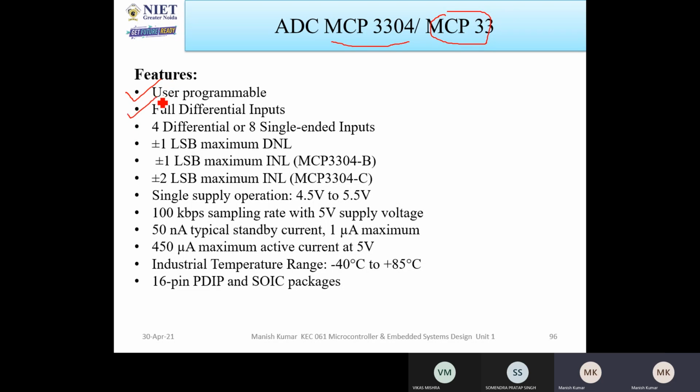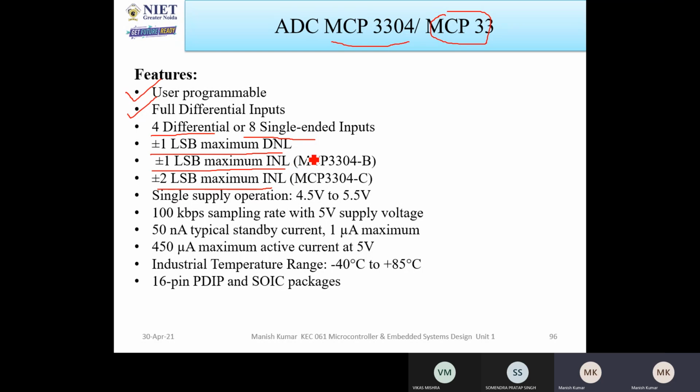Full differential inputs. Differential input means it measures the voltage between two distinct input signals. And also it has 4 differential or 8 single-ended inputs. Next is ±1 LSB maximum DNL, ±1 LSB maximum INL, and ±2 LSB maximum INL. DNL and INL are both properties by which you can measure the performance of the ADC. DNL indicates differential nonlinearity, and INL indicates integral nonlinearity.